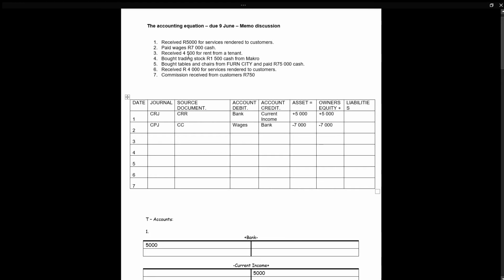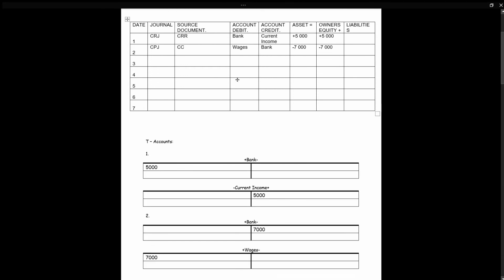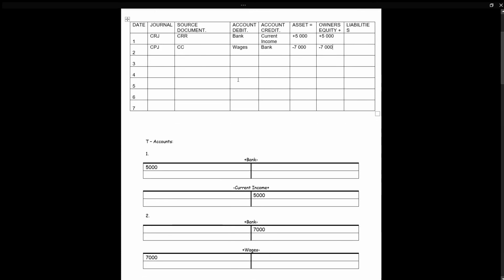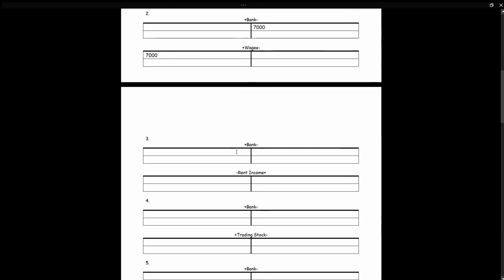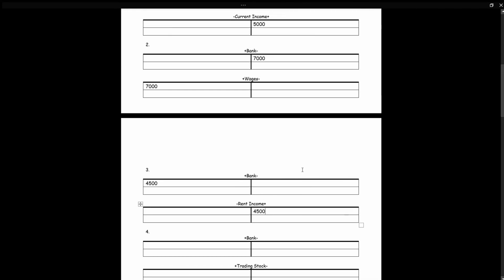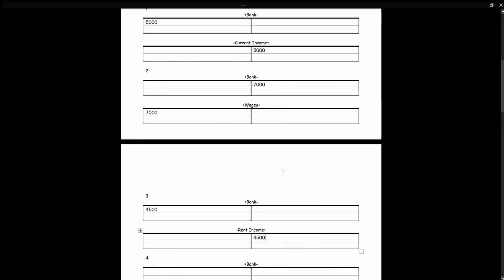Third one, received 4,500 Rand for rent from a tenant. Right, so bank will increase with that amount, 4,500. So bank will increase because we are receiving money. And my rent income will be credited. That's the side that income will increase. Income will always have a positive influence on owner's equity.